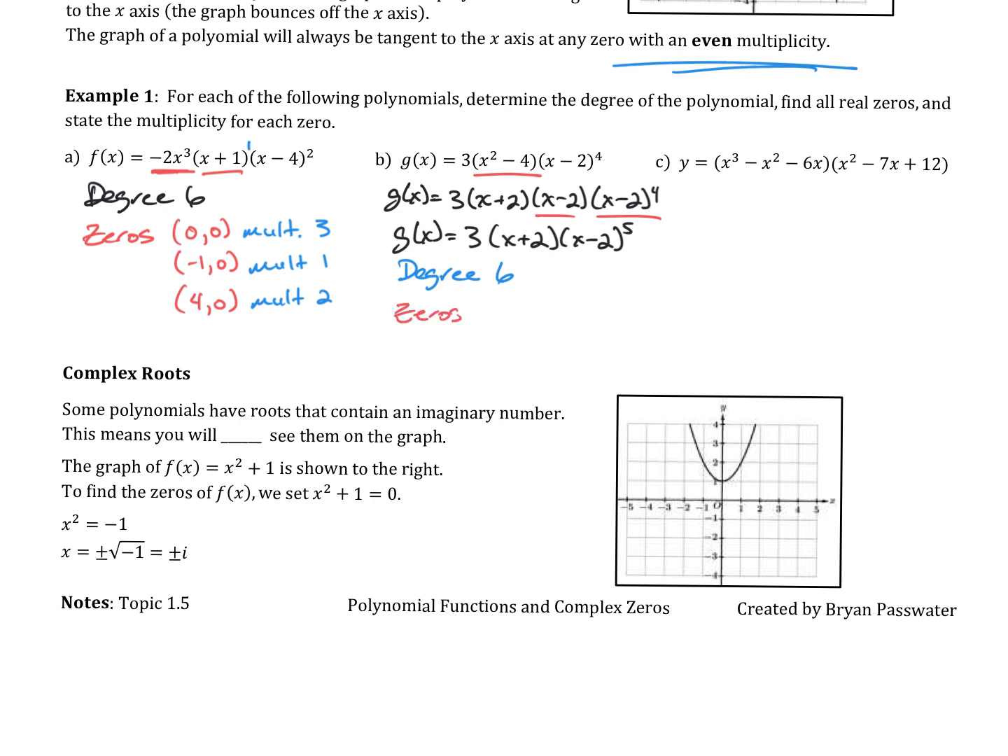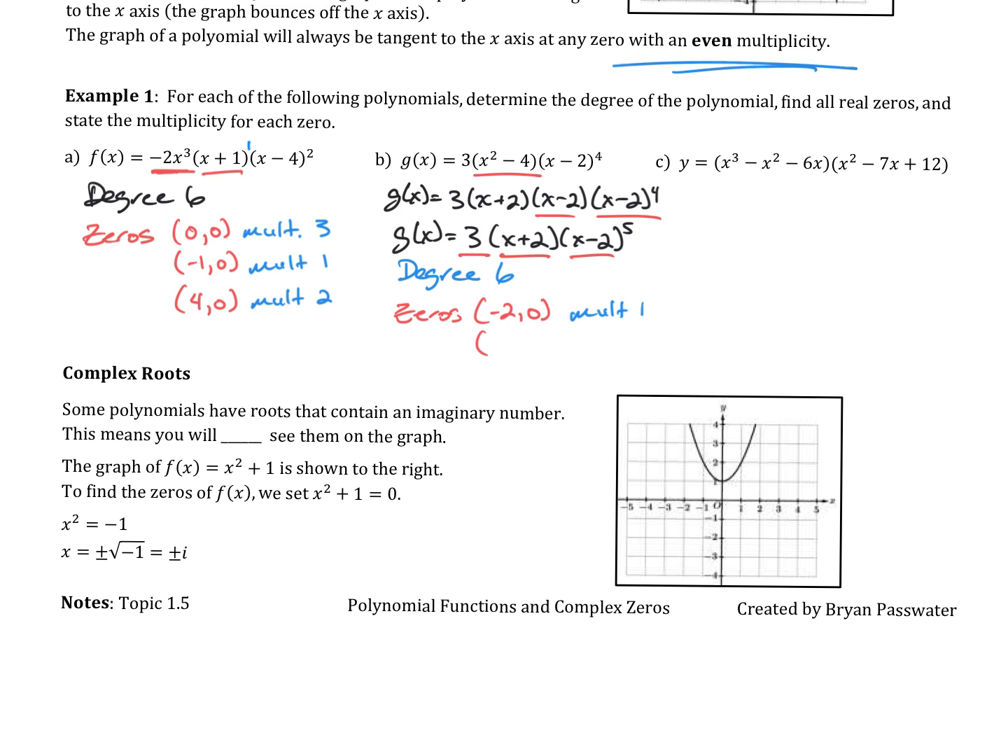And so to find our zeros, can I set 3 equal to 0? No, it doesn't have a variable, so I don't have anything there. Can I set x plus 2 equal to 0? Yes, what am I going to get? Negative 2, comma 0. So what's that one's multiplicity? 1. So what's it going to do at negative 2? It's going to cut through. It's odd.